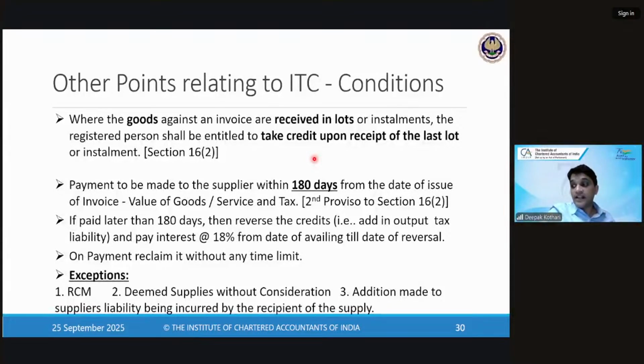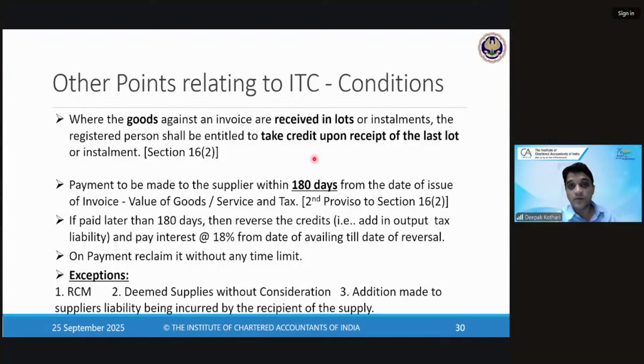Clear? So 180 days, you have to make the payment regularly. But in these 3 conditions, this will not apply. That is reverse charge mechanism, deemed supplies without consideration, because this is a supply और आपको consideration तो मिलेगा ही नहीं. तो उसमें consideration का time limit भी नहीं लगेगा.